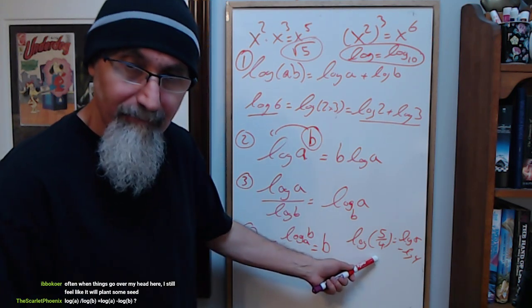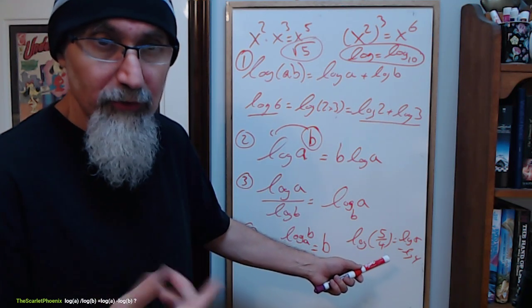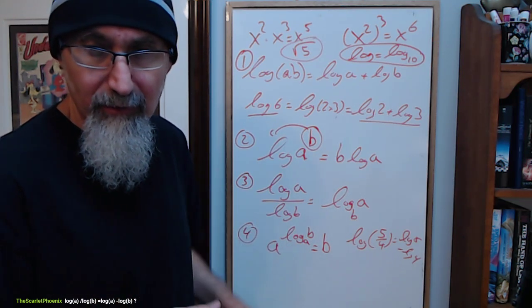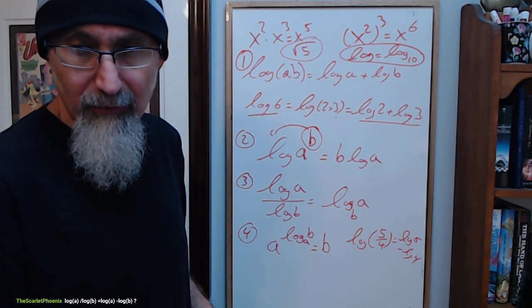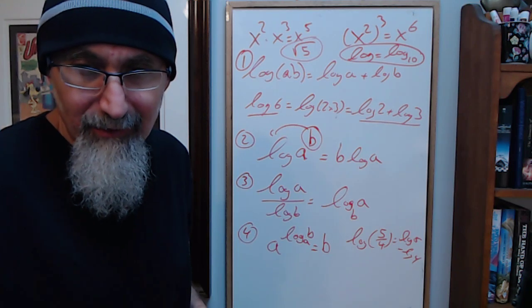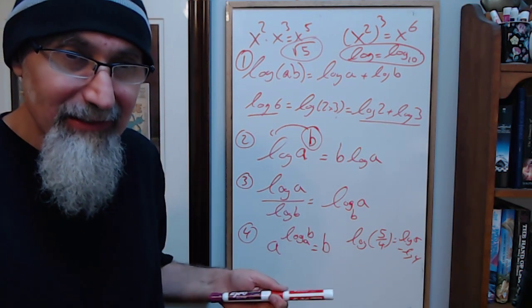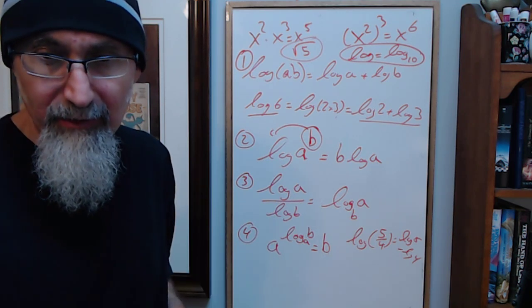In here, you mean? It means you're dividing by 4 or multiplying by 0.25. Often when things go over my head here, I still feel like it will plant some seeds. Yeah. Because we do try to link this up to a lot of other things as well, right?